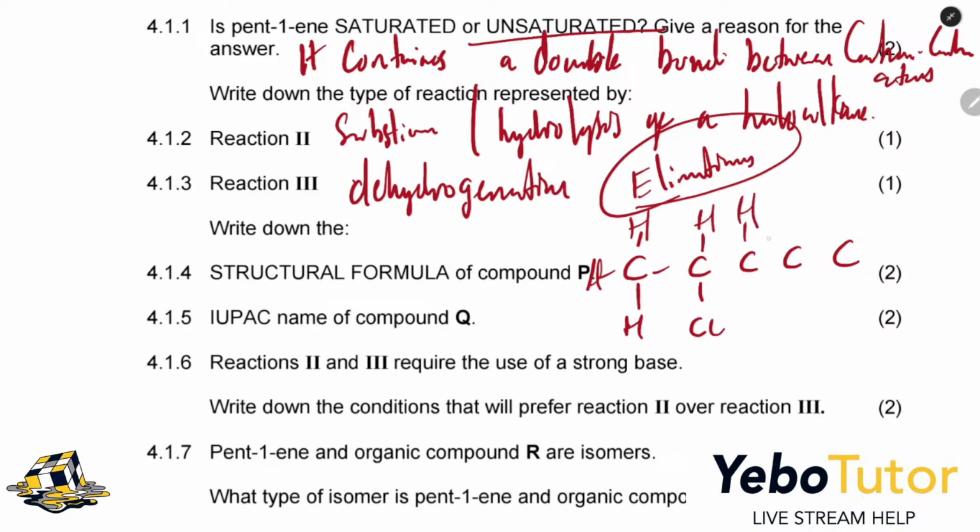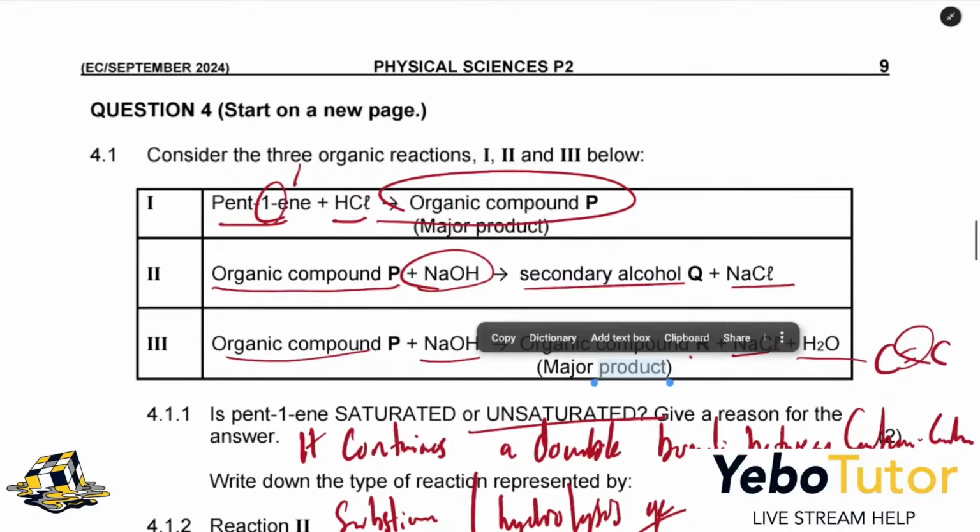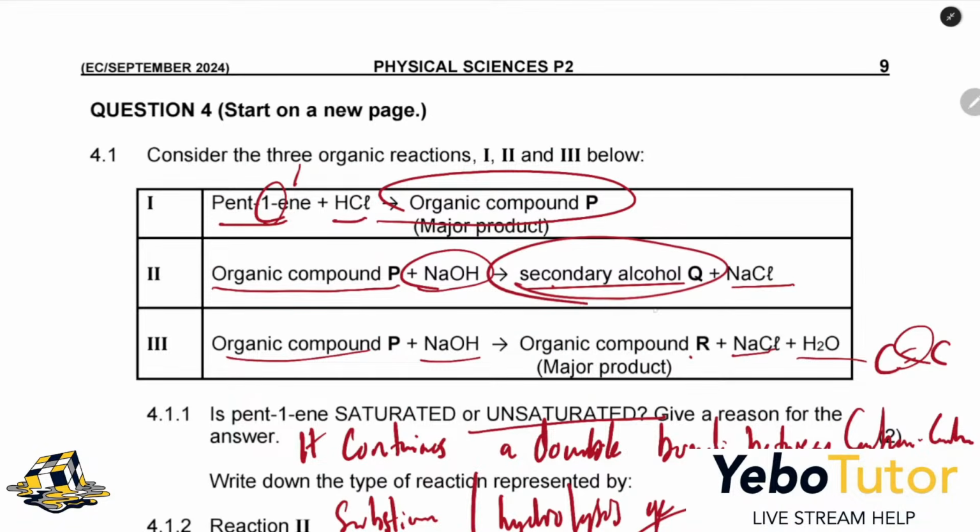Bond that with our H. As you can see, everything is bonded now. All right. Now write down the IUPAC name of compound Q, the secondary alcohol which is produced.